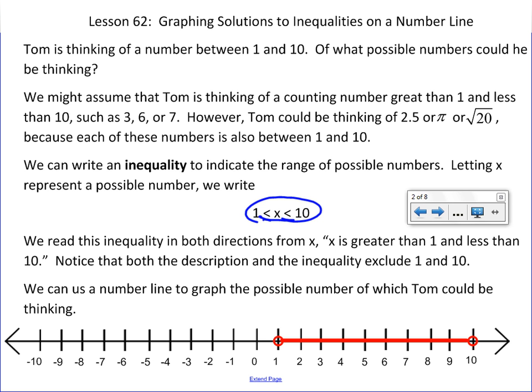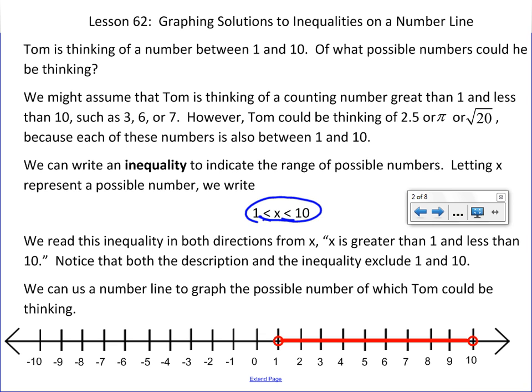We read this inequality in both directions from x. We can say x is greater than 1 and less than 10. Notice that both the description and the inequality exclude 1 and 10. Exclude means it does not get included, and the way that we know it doesn't get included is because there's no equal to. We can use the number line to graph the possible numbers of which Tom could be thinking.